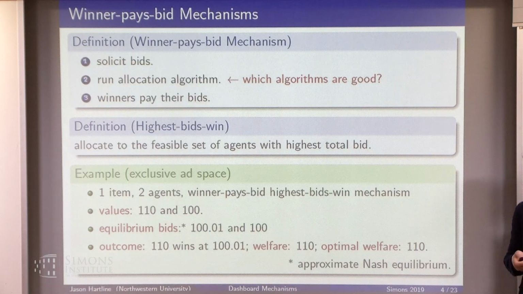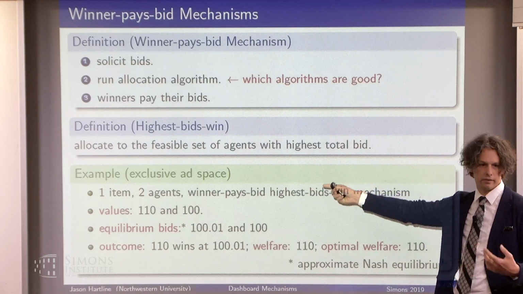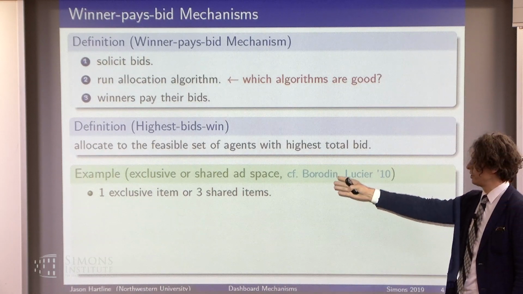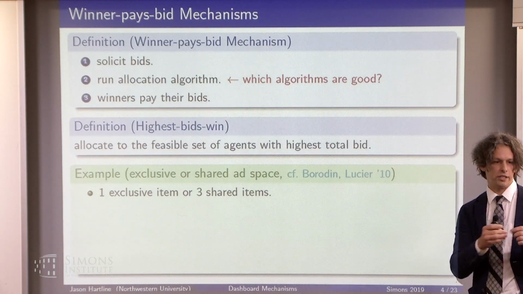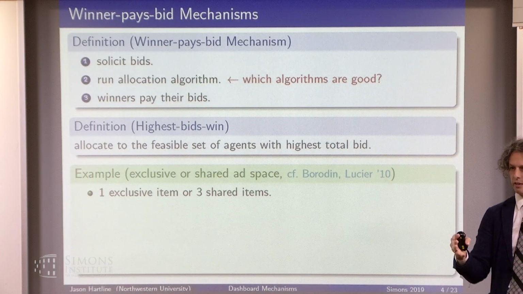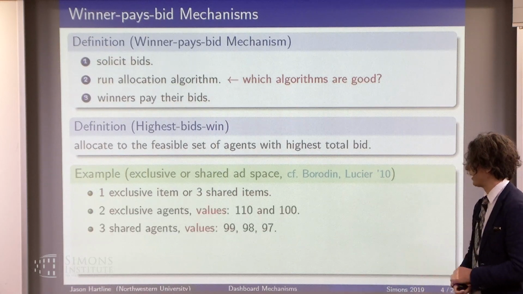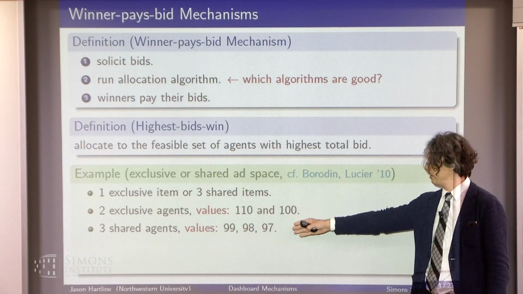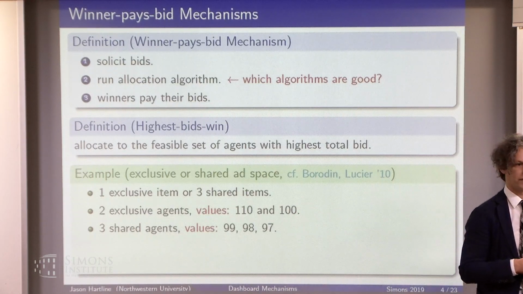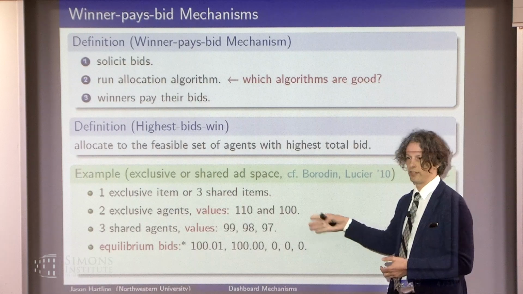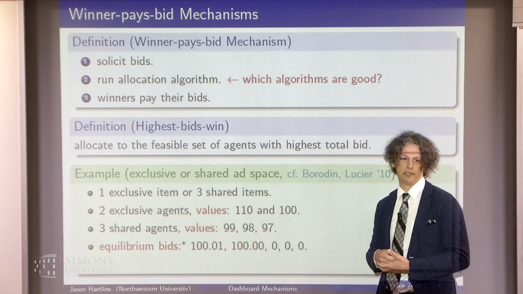What I want to point out, though, is that if you were to change this environment to make it more complex, so this was selling one exclusive ad on, say, any of your favorite search engines. But you can imagine a situation where you could sell either an exclusive ad or a shared ad space where you show more than one advertiser at once. You have to choose: sell one ad or sell 3 ads. So I could take my same example before, these 2 agents who want the exclusive ad, but I'm going to also add 3 agents who want to share the space. In fact, the equilibrium I had before is still an equilibrium here, where these new bidders just bid 0.